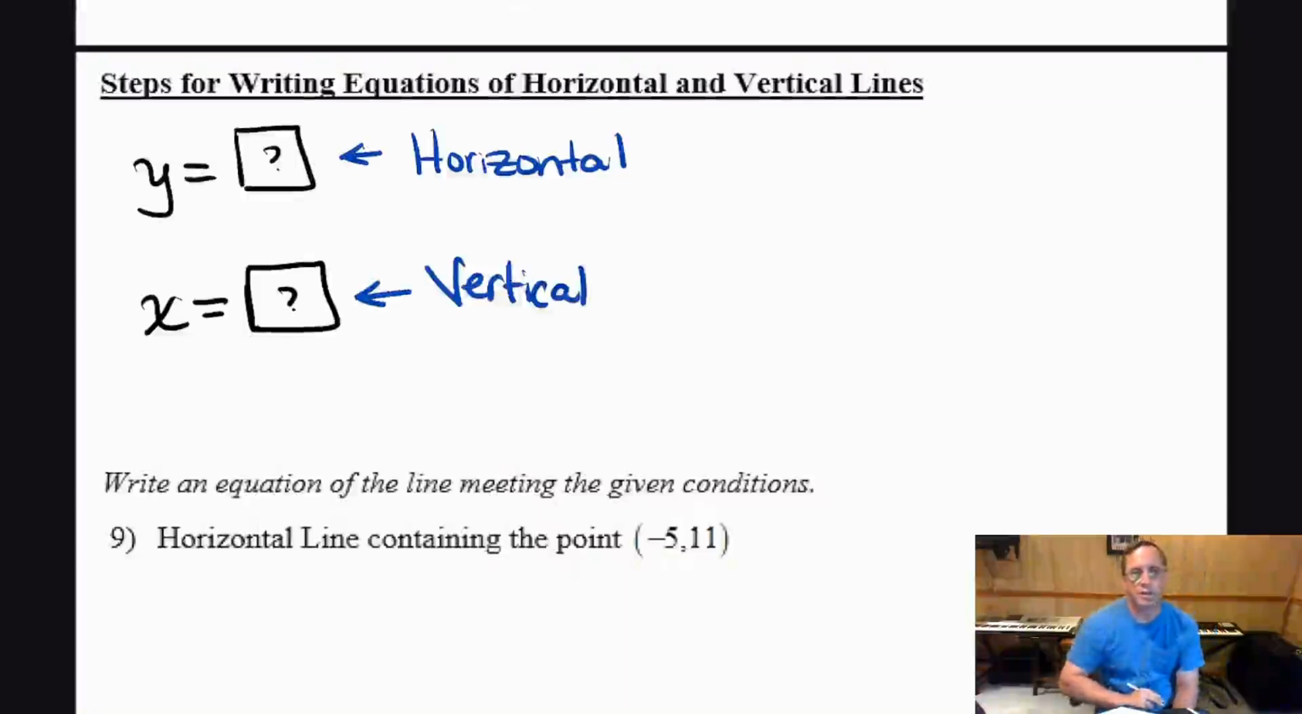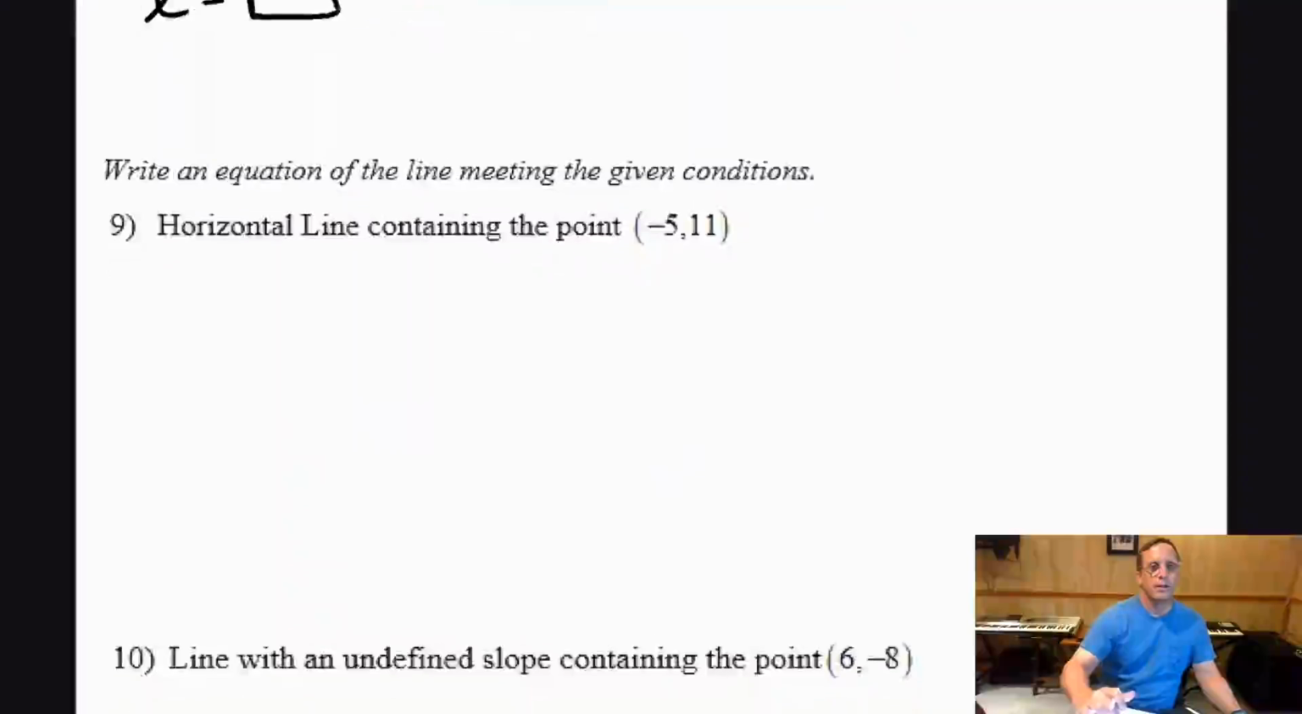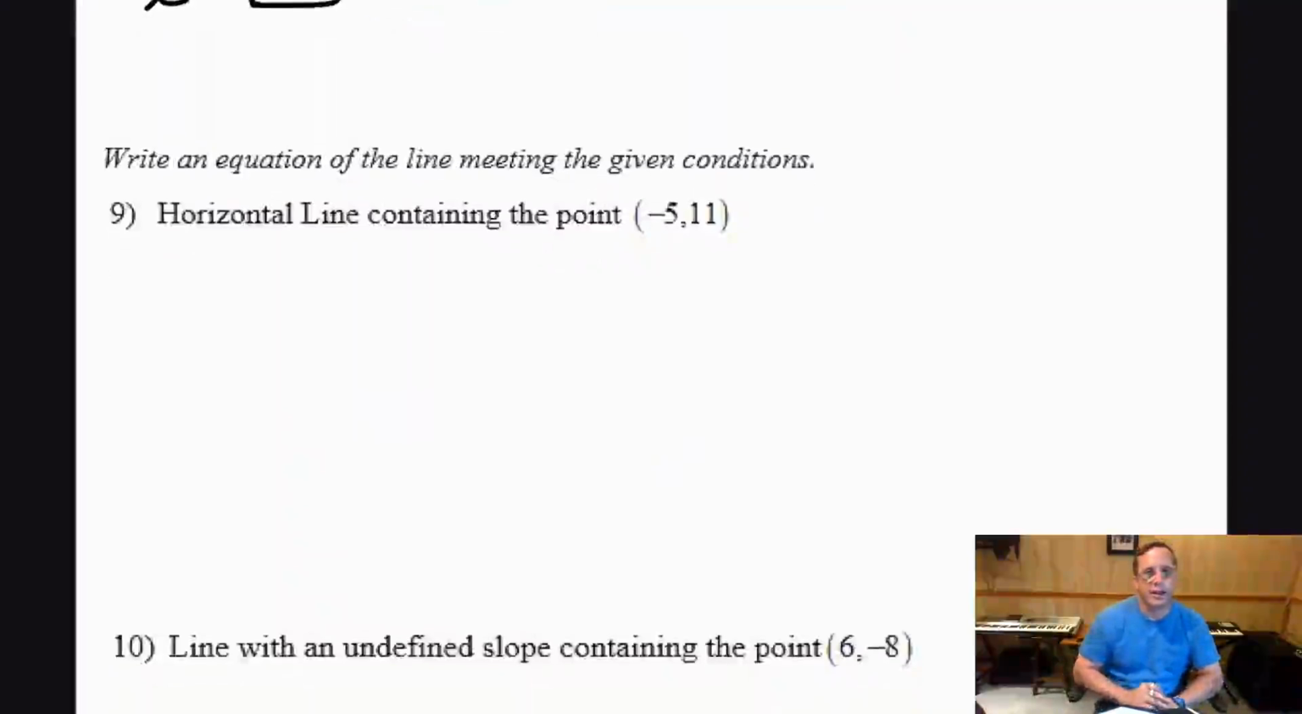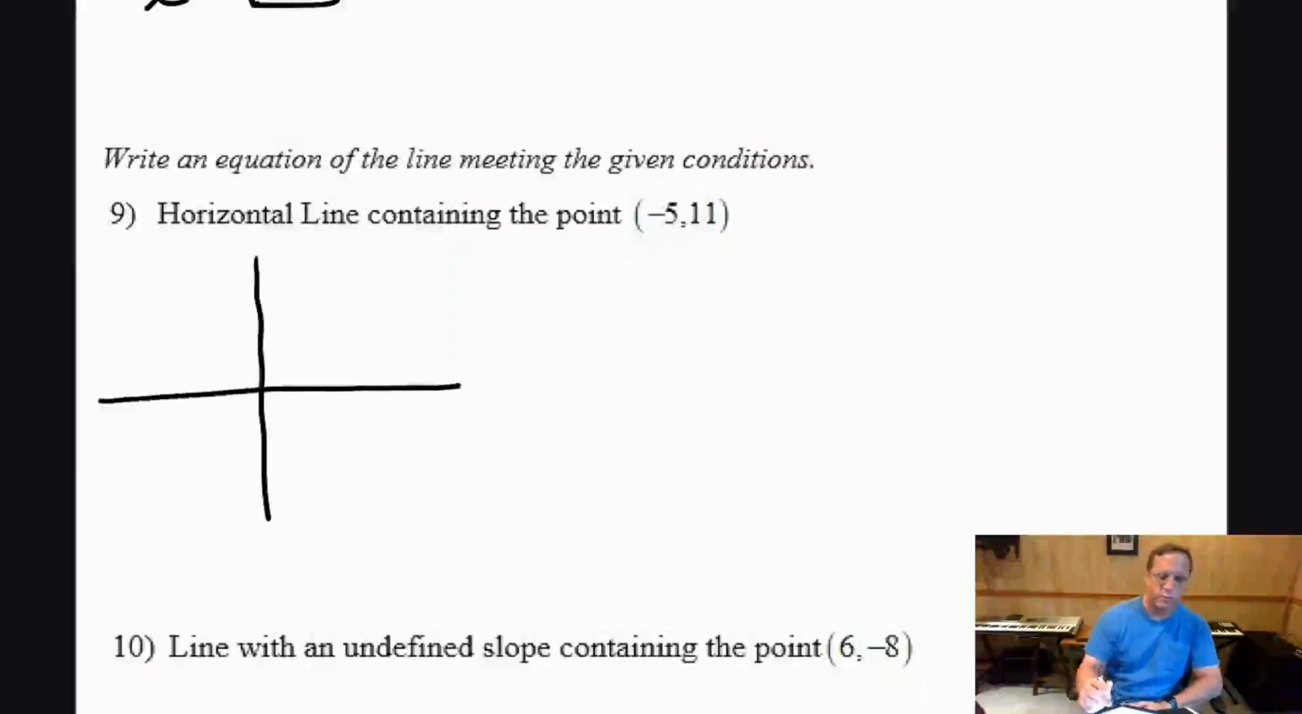Now, when you graph a horizontal line, it's good to note that it's perfectly straight. Now for number 9, we've got a horizontal line containing the point negative 5, 11. Now you don't have to graph this, but I'm going to make just a rough sketch of where negative 5, 11 is. So negative 5 right here.